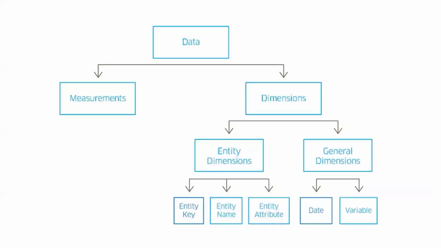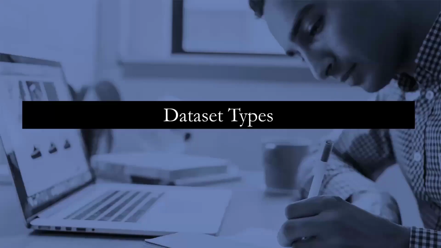So let us recap. Data is bifurcated into dimensions and measurements. Dimensions are of two types, entity dimensions and general dimensions. Entity dimensions have an entity key name and attribute. General dimensions are data and variable.